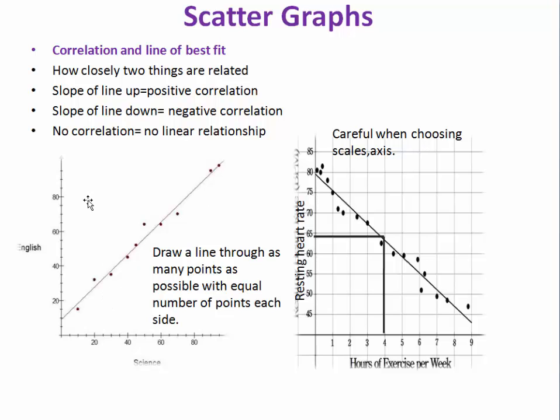If there was no correlation, the points would be here, here, here, here, here, and we wouldn't be able to draw a line. There would be no line that we can draw through and have a straight line.